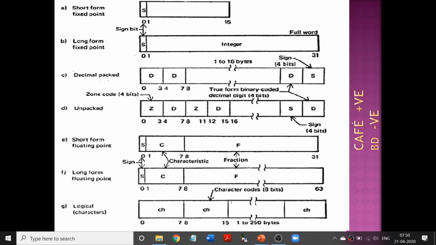It's short because of the length or the size of that particular data type. So what is the size of the data type? It's going to be 16 bits. So it's going to be 2 bytes or 16 bits. Whenever you're remembering, first remember the name short form fixed point. Immediately you have to remember 2 bytes or 16 bits next. So if you remember these two things, the diagram can be easily drawn by you, so that you don't have to mug up the diagram. You just remember the size of each and every data type.